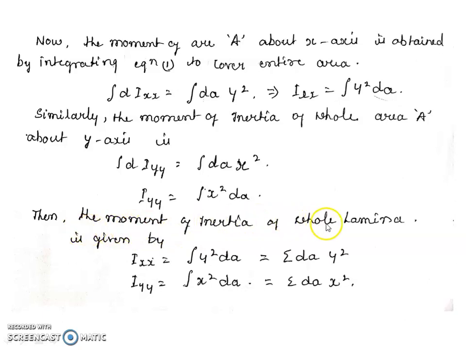So the moment of inertia of whole lamina about both the axes is given by Ixx is equal to integral y square dA and Iyy is equal to integral x square dA. This integral y square dA and x square dA is also represented by summation of all elemental areas multiplied by distance square, that is y square, and if I want with respect to y-axis, then the summation of all elemental area multiplied by perpendicular distance, that is x square.